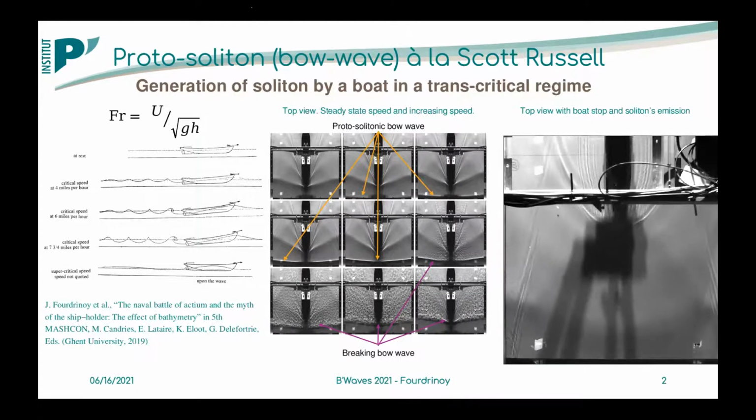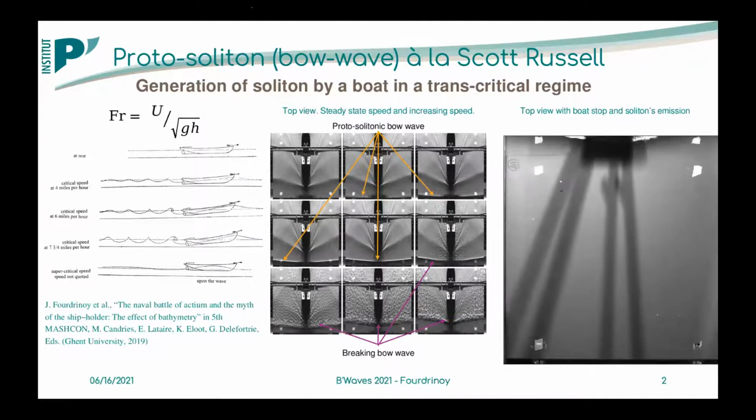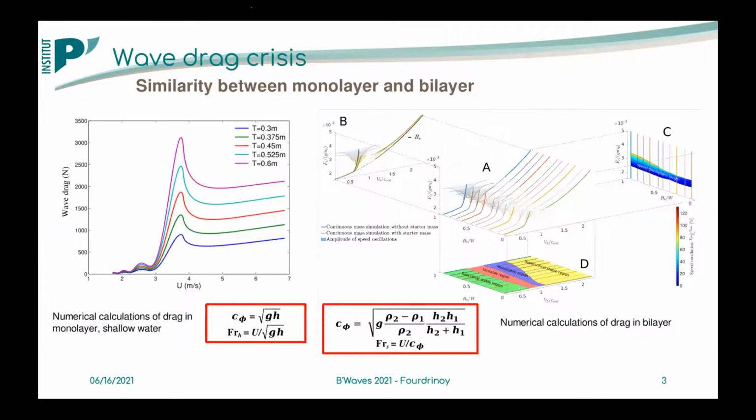And during experiments in a towing tank, we observed the breaking of the bow wave when the amplitude became too strong. This increase in wave amplitude causes an increase in wave drag. In the figure on the left, we see a drag crisis which occurs for Froude equals 1. This is an analytical calculation according to the Sretensky theory. And we can draw a parallel between this behavior in monolayer and the behavior of a boat in a bilayer.